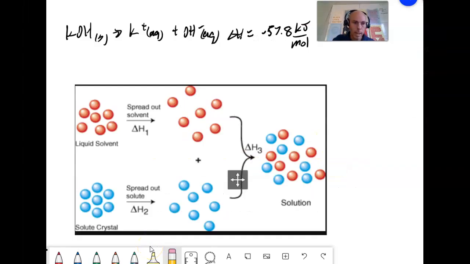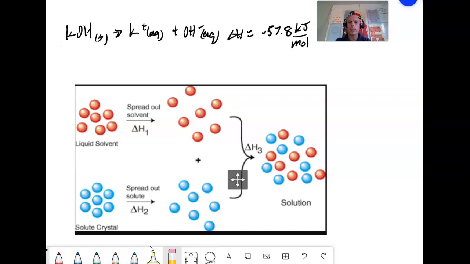All right, so we're looking at that first reaction, solid potassium hydroxide. The delta H is negative 57.8 kilojoules per mole. Delta H stands for enthalpy, the change in heat or change in enthalpy. The unit for enthalpy is always kilojoules per mole, and we'll deal later with what that means.